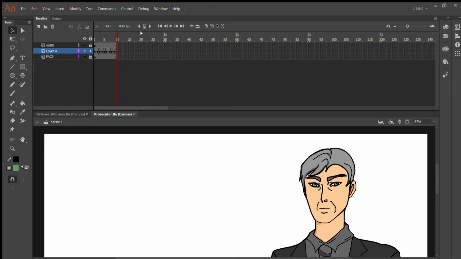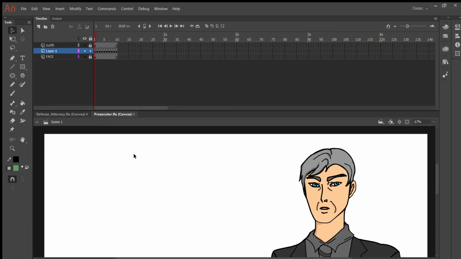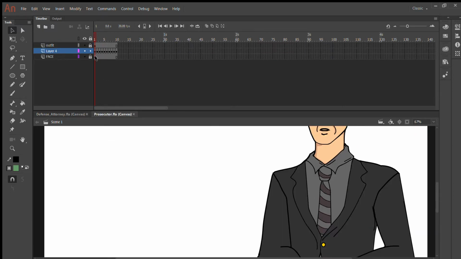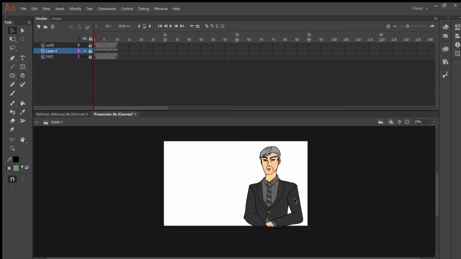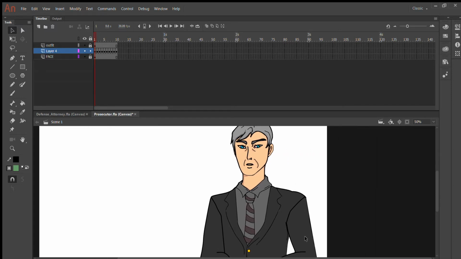So with the defense attorney, he is just all one layer and his mouth moves entirely on one layer. For the prosecutor, the file where he has his mouth moving was not found, but I did know a file where the character did have the mouth moving, so I just kind of cut out the mouth and mapped it over. So the mouth is kind of there independently.